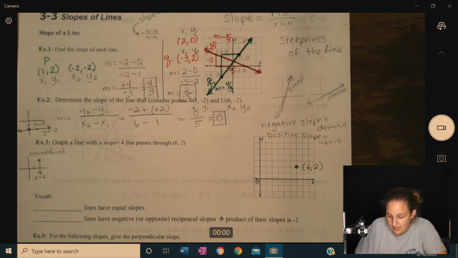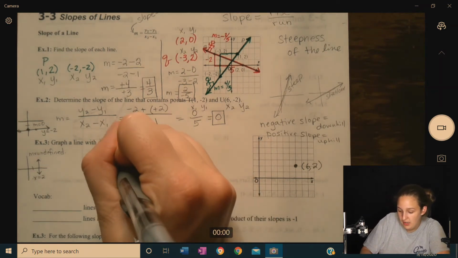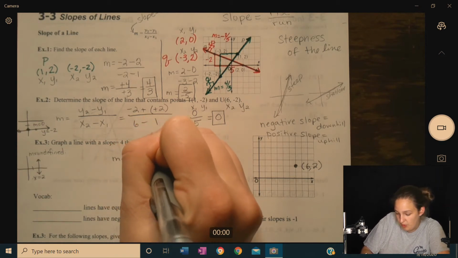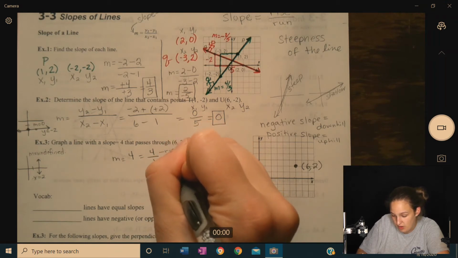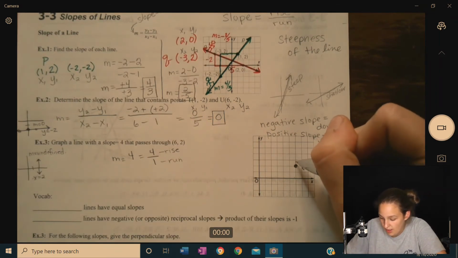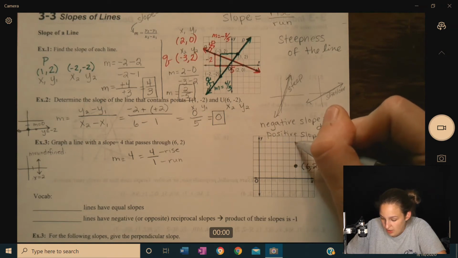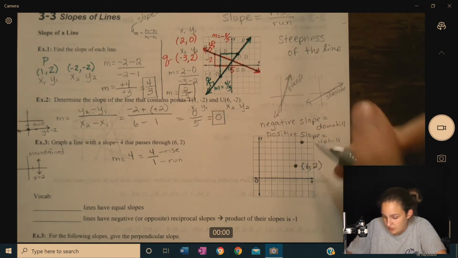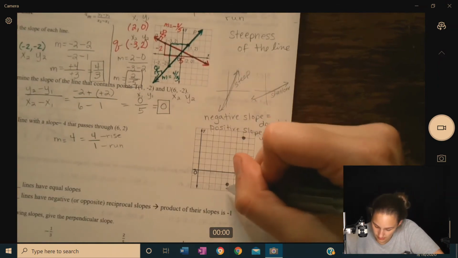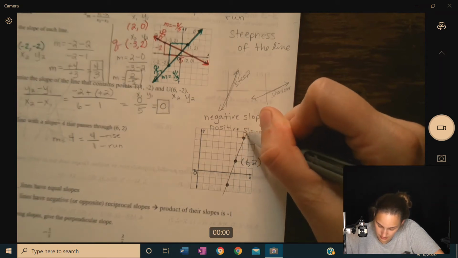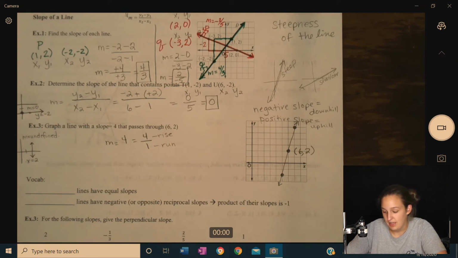All right, and if you're going to graph it with a slope of 4, m equals 4 is really 4 over 1. And so that means rise 4, run 1. So you're going to go up 4, 1, 2, 3, 4, and over 1. You can do the same for down here. You can go negative 4, 1, 2, 3, 4. And if you go negative 4, you have to go back 1 to stay in the same line. All right, so then this is going to be your equation. That's going to be your line.